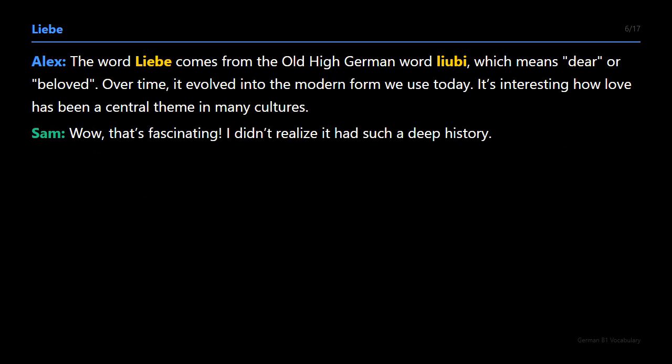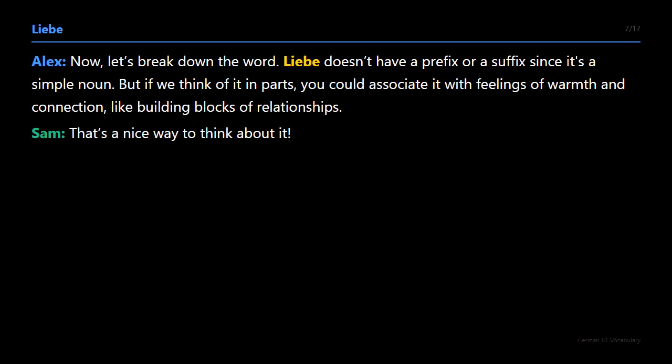Now, let's break down the word Liebe. It doesn't have a prefix or a suffix since it's a simple noun. But if we think of it in parts, you could associate it with feelings of warmth and connection, like building blocks of relationships. That's a nice way to think about it.